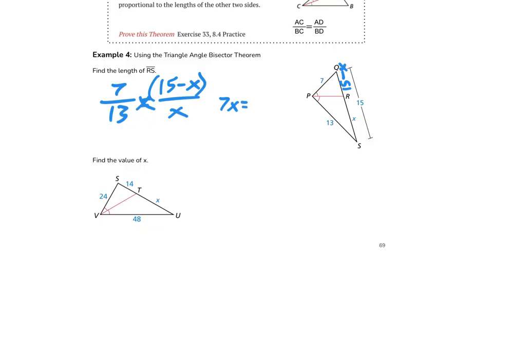I know some of you guys don't like to take the time to write things out, but for most of you, it's worth the time, okay? If you don't take the time to write it out, you're probably going to make mistakes somewhere along the way, okay? So I highly encourage you to write it out step by step here. We're going to distribute the 13. We're going to add 13x over here. And then 195 divided by 20.